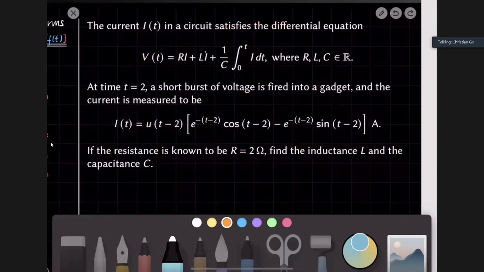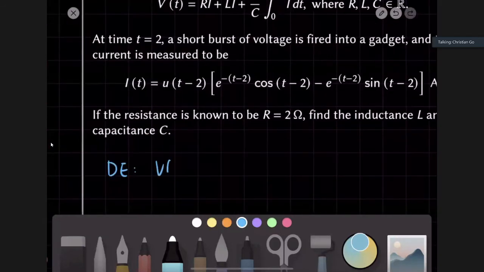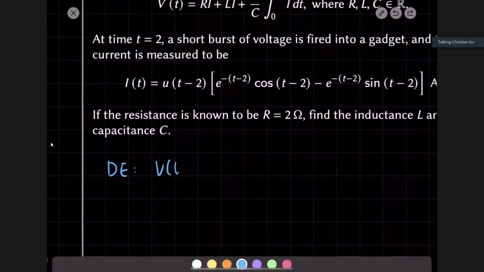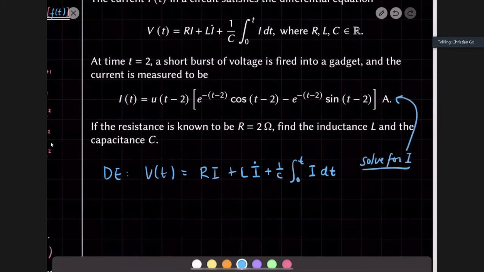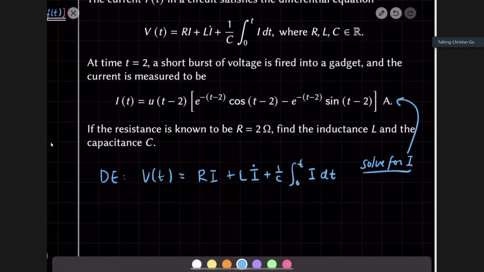Let's start by trying to model what's happening here. A burst of voltage. So let's start with our differential equation. V of t is equal to RI plus L I dot plus 1 over C integral from 0 to t of I dt. We're not solving for I, because that is the solution we are given. The solution to this DE is I of t.